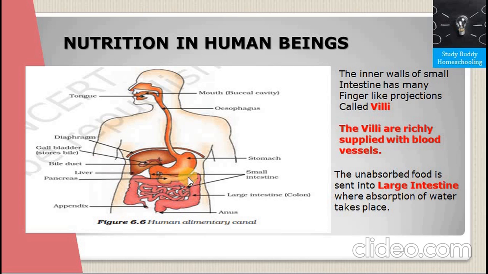So the cells of the large intestine, they are lined with number of bacteria which absorb the water, and the dry waste is pushed out through the anus, which is controlled by anal sphincter. So this is how digestion happens in human beings. It begins with mouth and ends with anus.